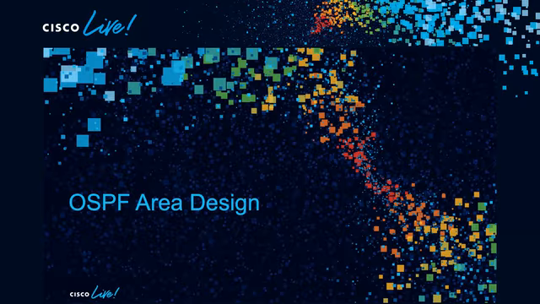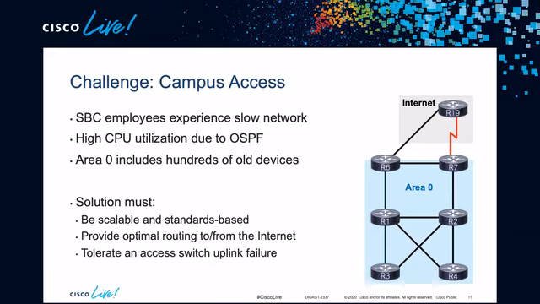Probably the most fundamental deployment decision you'll make with OSPF is how to design your areas, so let's explore that first. Each of these technical explorations begins with a challenge, and in this case we're going to be dealing with a campus access network. Let's first assume that the SBC employees are having slow network experience and you need to figure out what's going on. Their Tier 1 operators notified you that there's some high CPU utilization throughout the network within OSPF, so we'll need to resolve that. And as it stands today, there are hundreds of old devices in Area 0. I'll be including snippets of the diagram on the right just to provide some context.